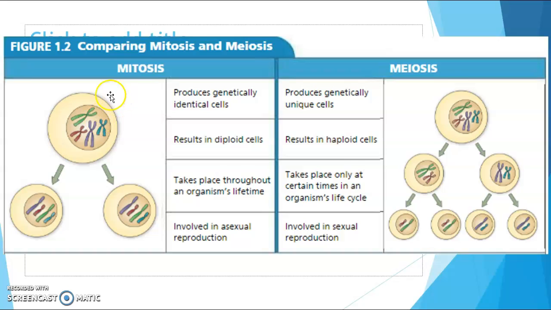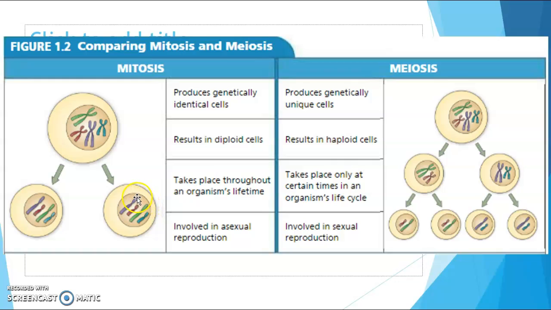We know that mitosis looks like this, and we form two cells that are exactly the same as one another, and they would be exactly the same as the original cell. Keep in mind that this cell is beyond the S phase, where it has made a copy of each of these chromosomes. So one green, one red, one purple, and one of these aqua ones should be what we see in each of these, and we do. So it produces genetically identical cells, and the result is diploid.